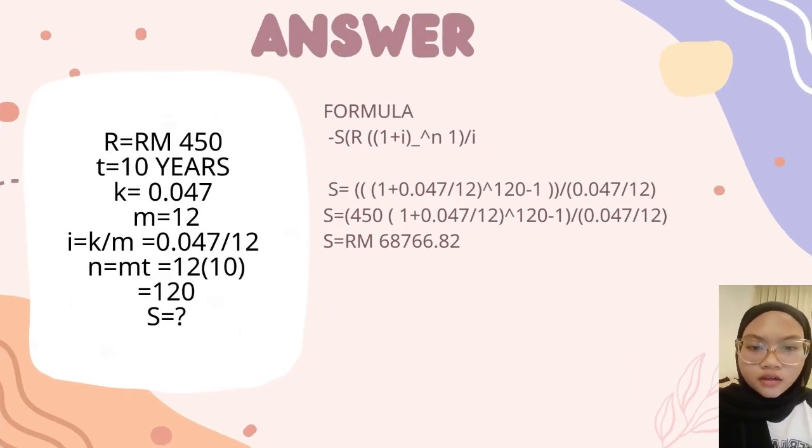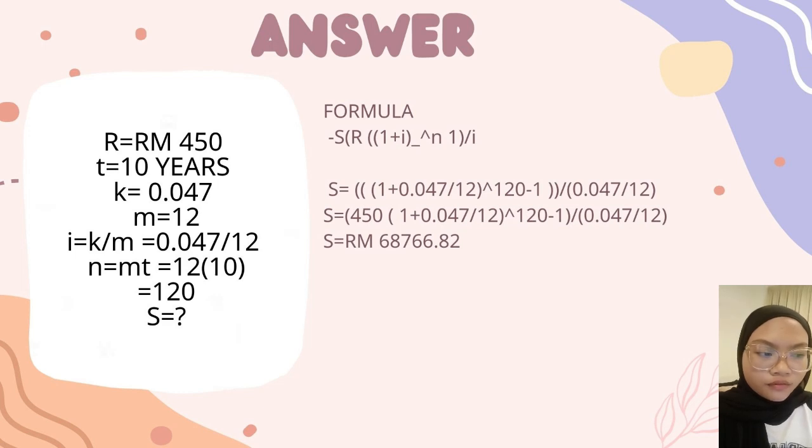Answer for part 1, question 1: R equals 450 ringgit, T equals 10 years, K equals 0.047, M equals 12. For the formula i equals K over M, we are going to put the numbers inside. It is going to be 0.047 over 12, and formula n equals M multiplied by T, so it is going to be 12 multiplied by 10, and the answer is going to be 120.